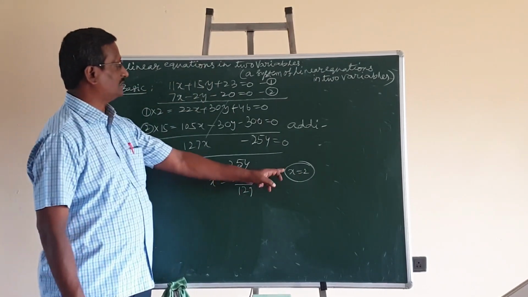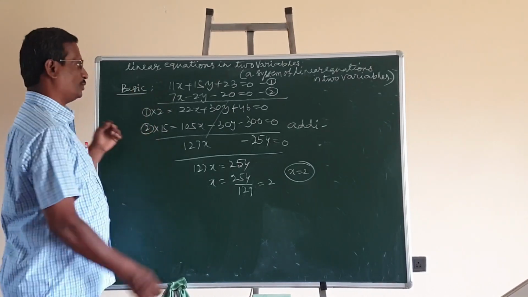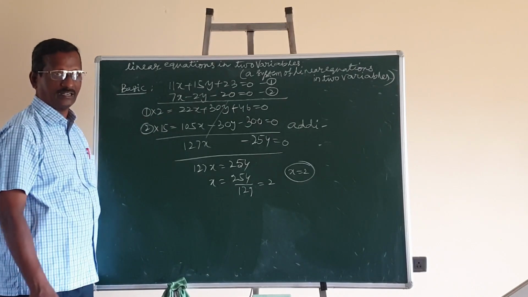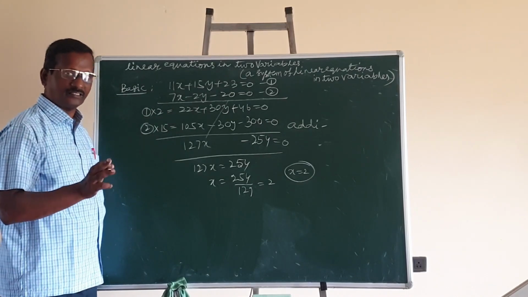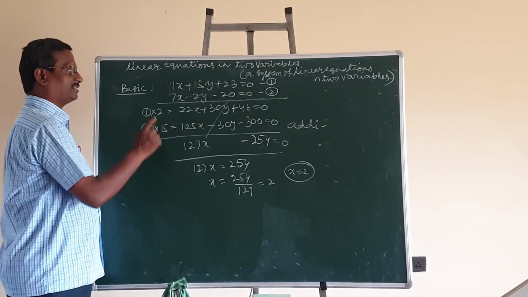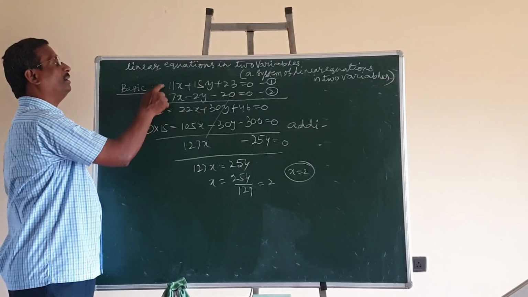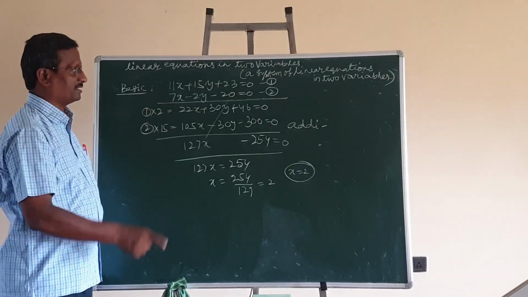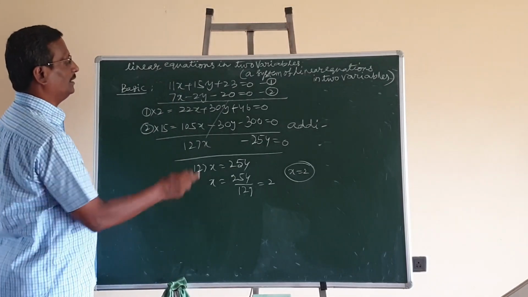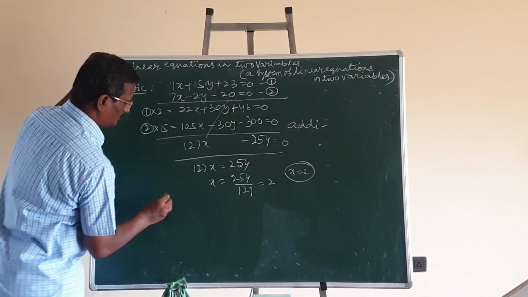On substituting this x is equal to 2 in any one of the equations, either you substitute in the first equation or in the second equation, the y value we will get is exactly the same. If you want, you can check also. But to find this value, it is always preferable to substitute in one of the simpler equations. Whichever equation you feel is easy or simple, you can select. Now, I want to select equation 2.